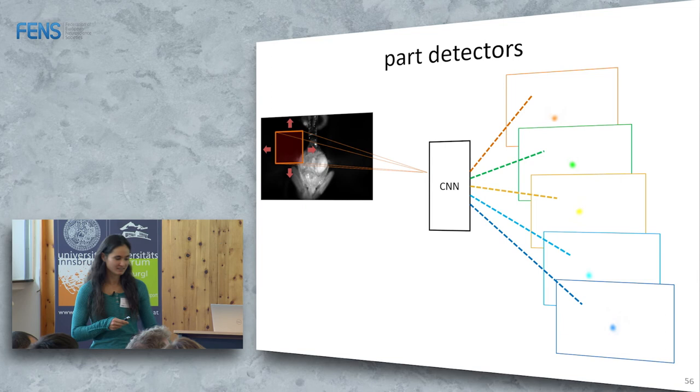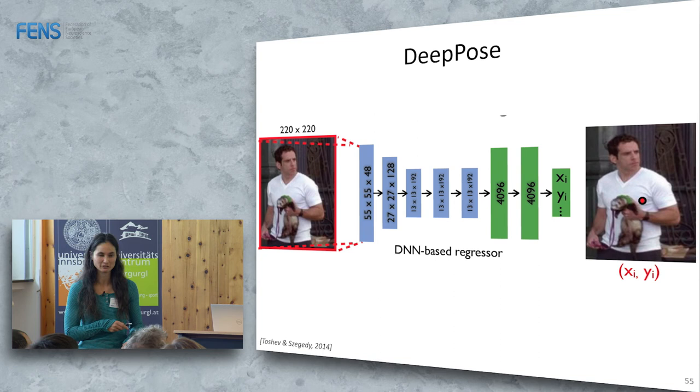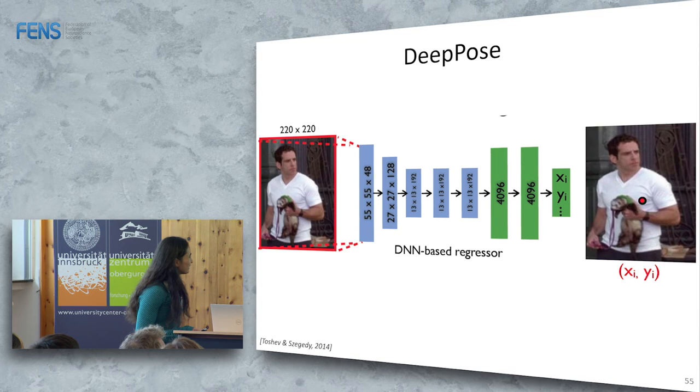What was the output? The output is just the XY locations of these parts. So if there are 17 parts, it would be this 34-dimensional vector. The parts, what are the parts here, the hand, the head... Oh, in this example, I think it's the shoulders, the hand, the head.